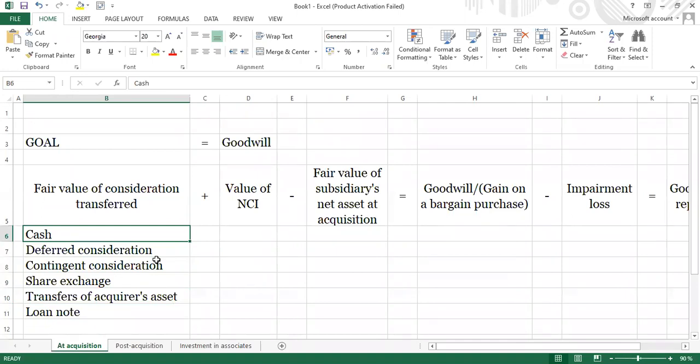Again, by the time you stumble on this consideration, when you are dealing with a consolidated income statement, how do you handle each of these considerations? That's what we'll be looking into shortly.